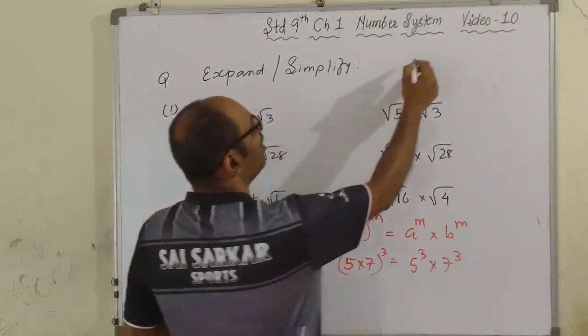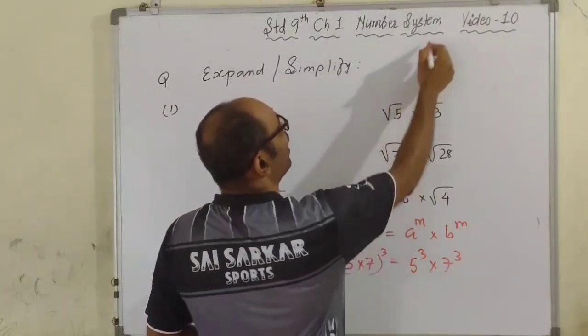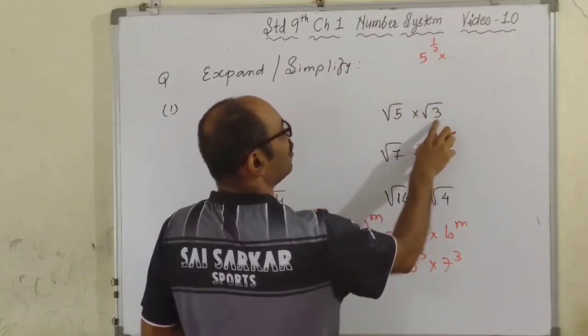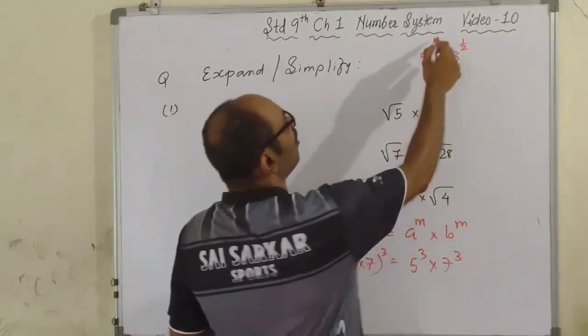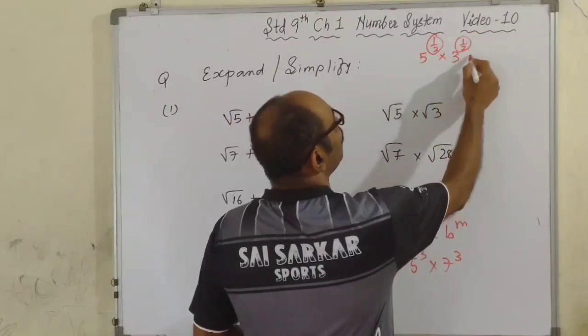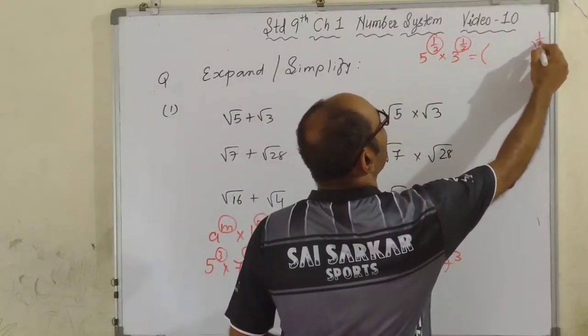If you remember, children, square root of 5 means 5 raised to half. Square root of 3 means 3 raised to half. 1 upon 2. Ab dekho, exponents are same. So you can say whole raised to half.